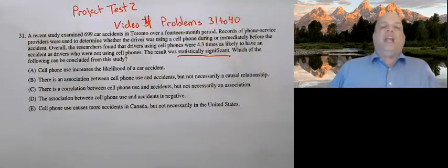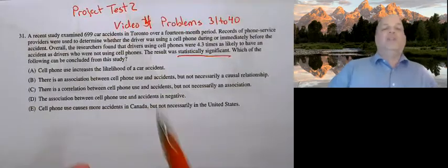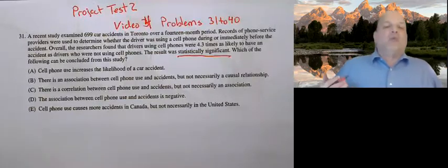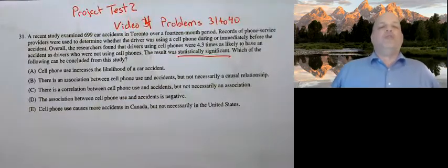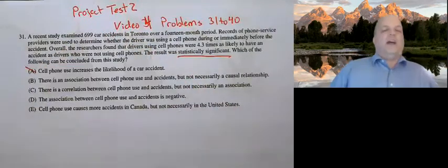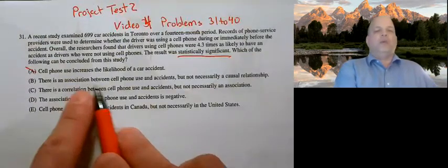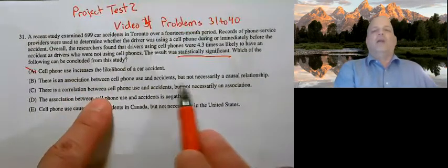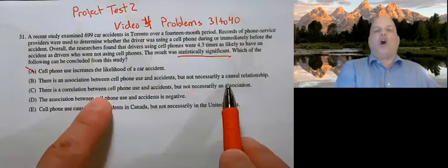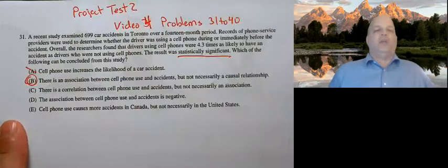And the reason we can't is that this is not an experiment, this is an observational study. We didn't force them to talk on the phones. So we can say that there's a relationship, there's an association, but we cannot say that there's causation. So we shouldn't say that. There is an association, there is a relationship between cell phone use and accidents, but not necessarily a causal relationship. That's what we like. We like that statement.